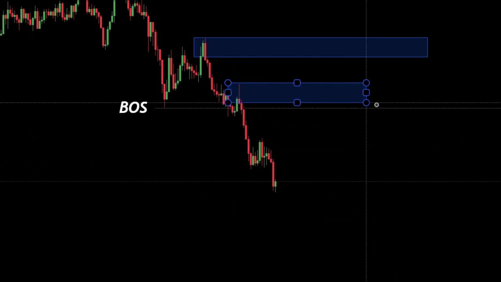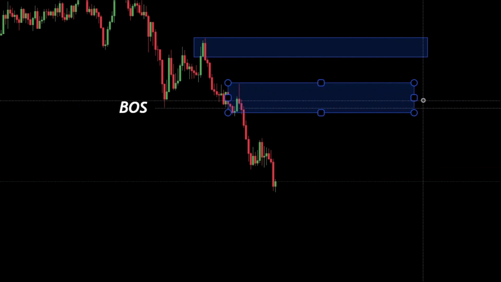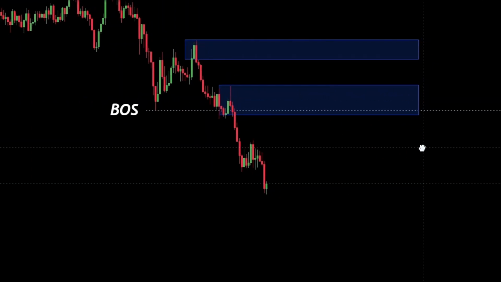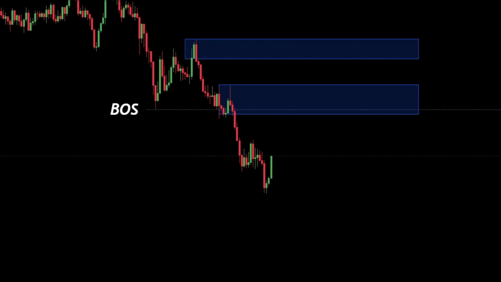In this case, I will also mark a lower zone since price is continuing to drop sharply and creating new breaks of structure. We'll see which zone is the right one based on the confirmation.